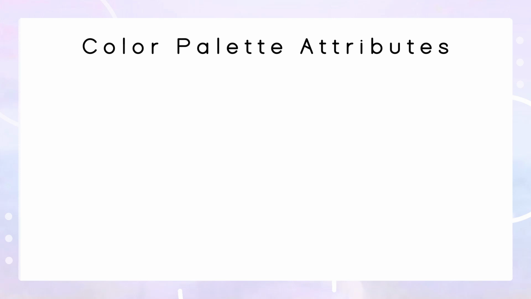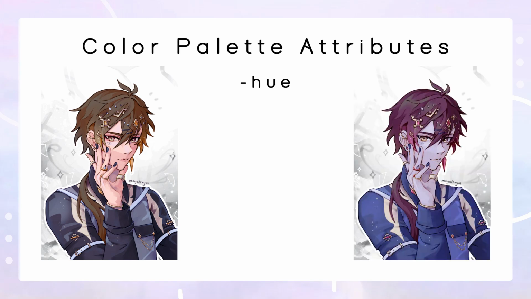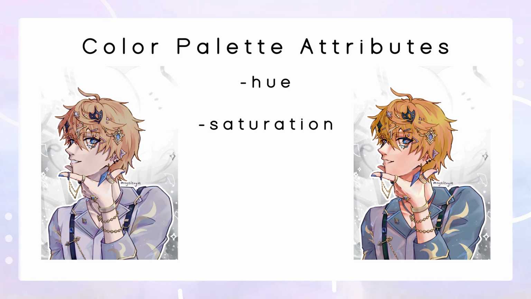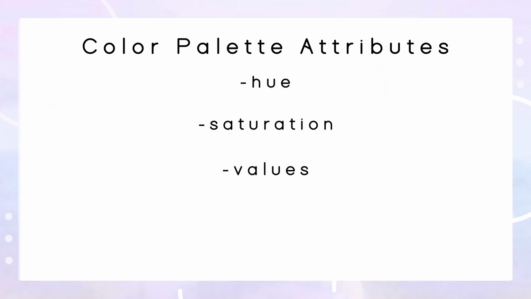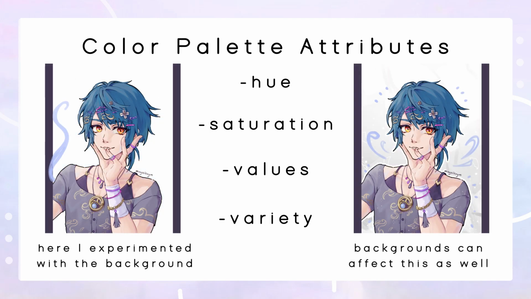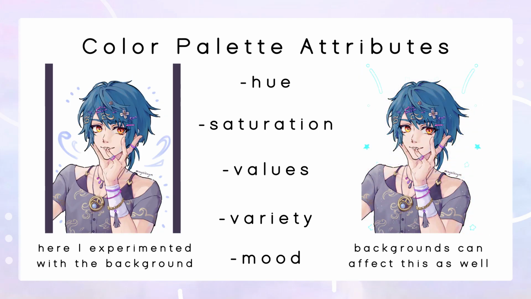Finally, I'd like to share some key attributes to consider when working with color palettes. First would be hue shifts, such as warm versus cool color variations. Next, saturation levels, which can include muted versus vibrant tones. After this, brightness and contrast, how values impact mood and depth. Another aspect would be color variety, how many different colors are present in the palette. What's important as well would be mood and storytelling, the way color choices affect atmosphere and emotions.